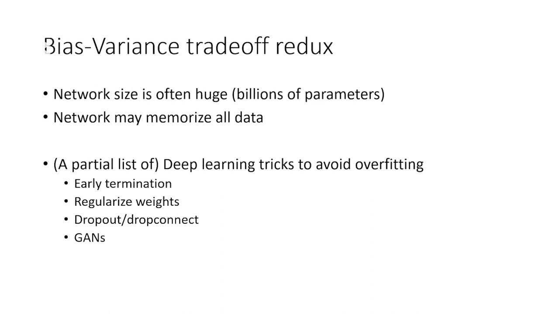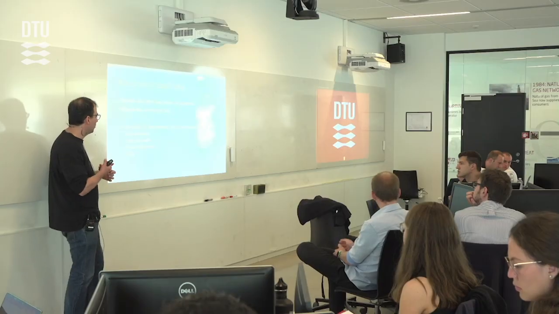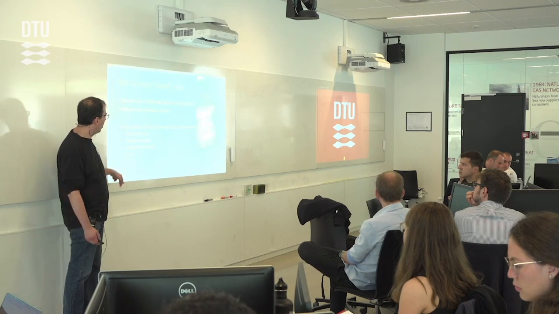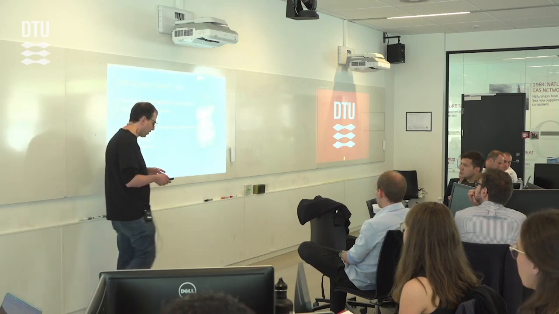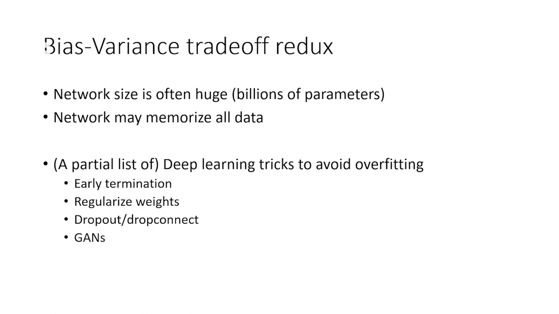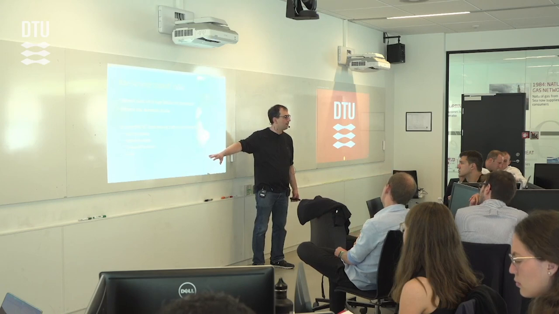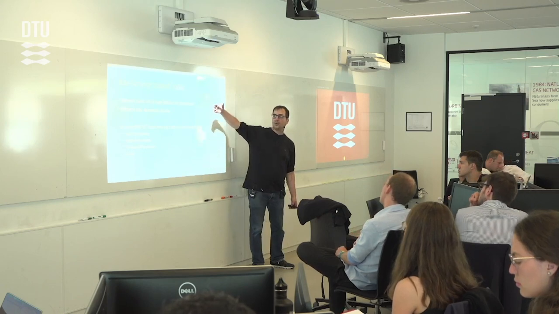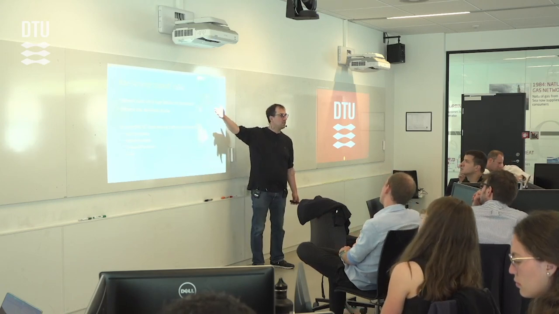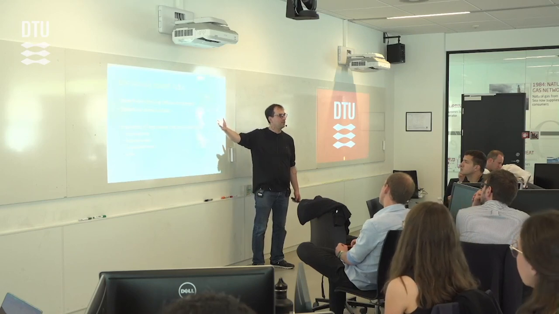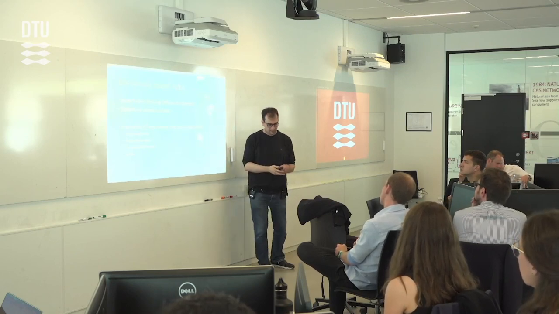And then there are all sorts of tricks that you can use: early termination, like we saw in trees. You can regularize the weights, so you can try to make the weights not too large. You can do dropouts, you can use GANs, you can do different things to make the network regular. You just need to be aware that if you don't do those tricks, and those are tricks that you'll have to do with your hyperparameter search, then what you can end up with is essentially memorizing everything that you've seen. And that's not what you want to do.